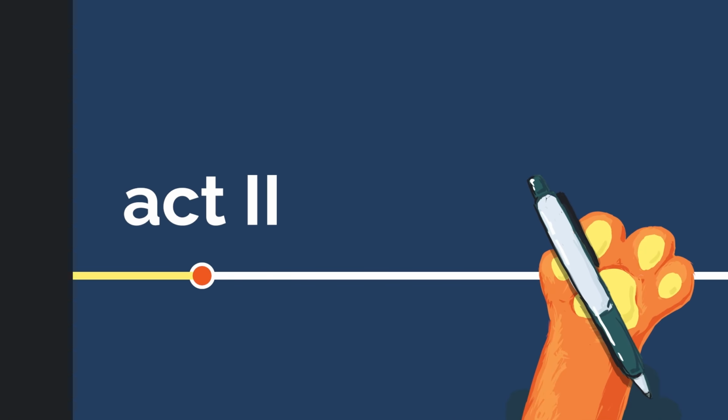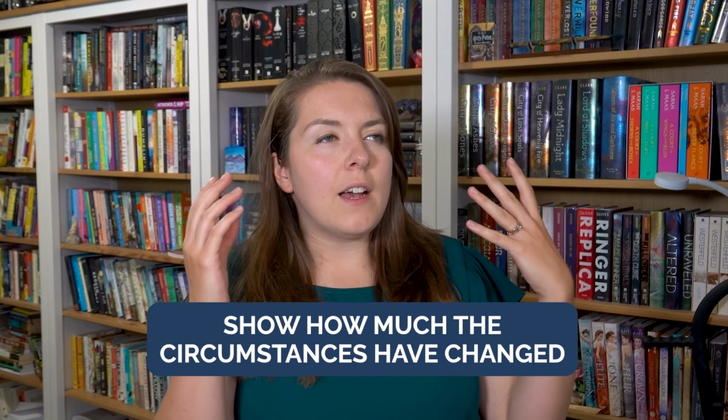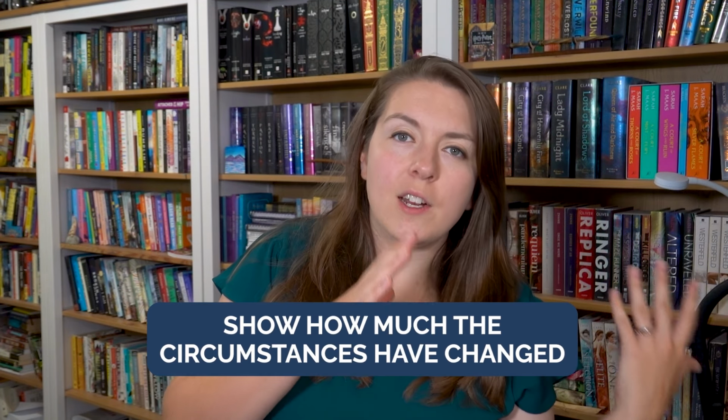So naturally, the first story beat of Act 2 is called Break Into 2. So the goal of Act 2 is to show how different the world of Act 2 is from the world of Act 1. Whatever was familiar and comfortable for the main character in Act 1, we are going to flip it on its side and make the character deal with the repercussions.